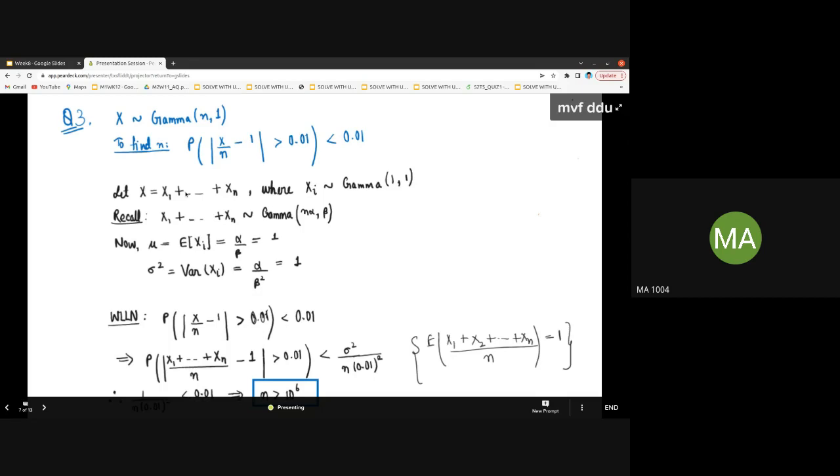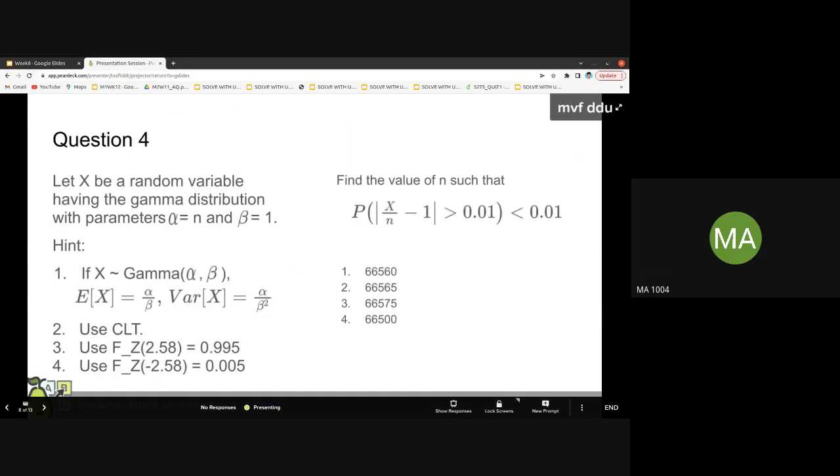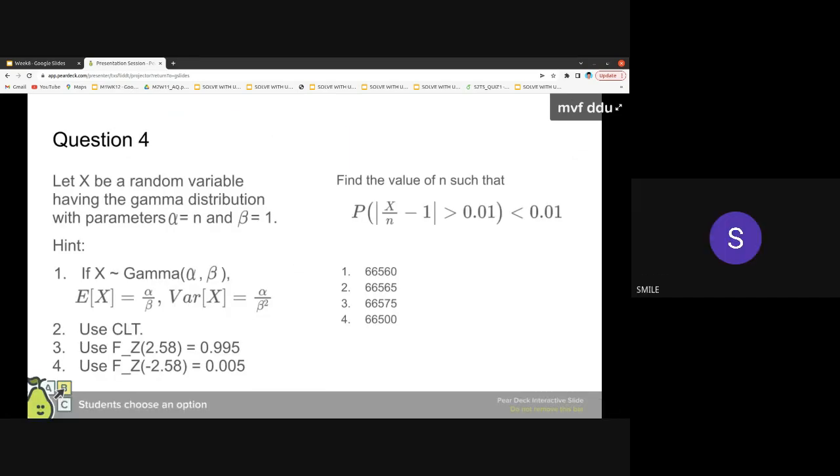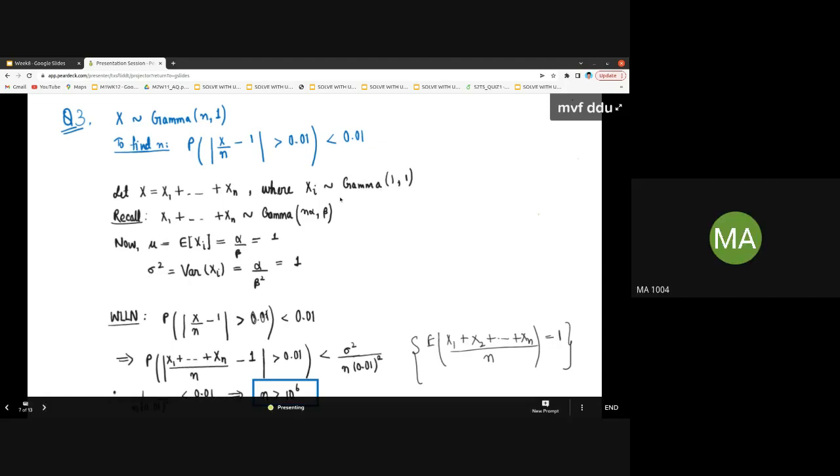Each of the xi's, the expected value will be alpha by beta. The distribution of x is given to us, right? So it is saying x is gamma distributed with alpha comma beta. What we have done is we have just let x be equal to x1 plus x2 plus x3 and so on to xn, where these x1, x2, x3, xn are following gamma 1 comma 1, so that x by n can represent the mean of the sample.